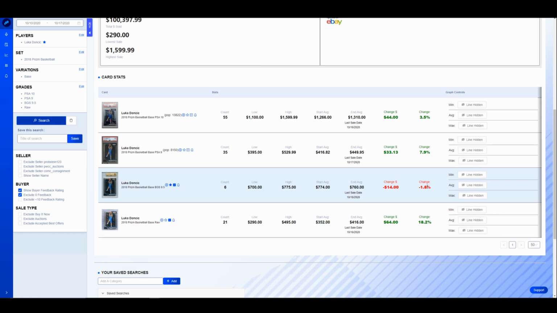Now, don't get me wrong. You could not pay me money to submit cards to Beckett right now. They are the biggest disaster of the three major grading companies, but I will buy their slabs all day long. I have no problem buying cards in their cases.